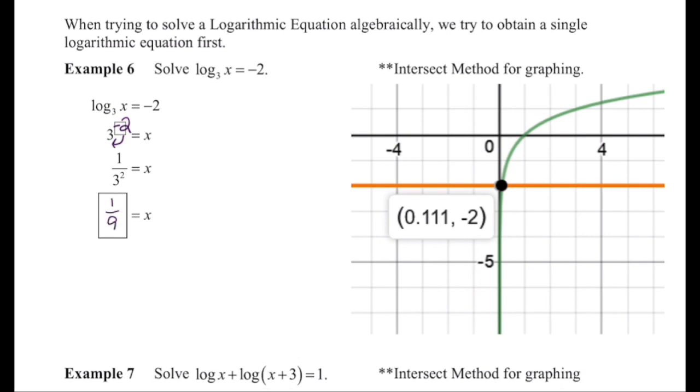Still using the intersect method, I have y is equal to log base 3 of x, and then y is equal to -2. They intersect certainly at 1/9, or 0.1 repeated.